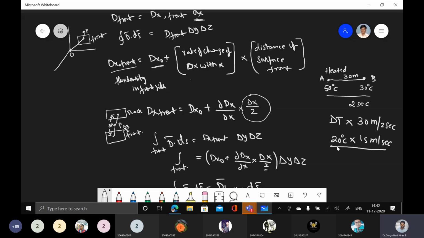Simply, compared with this, this is the rate of change. What we took as dDx by dx here is the rate of change of the electric flux density, and this is the distance or the temperature change. The 20 degrees Celsius we called delta T, that delta T is this delta x by 2. Here they took delta T, and here delta x by 2. So the distance we already know is the total distance. This is the front side, this is the back side, this is the front side.